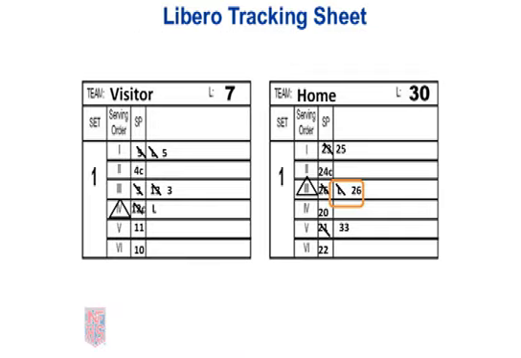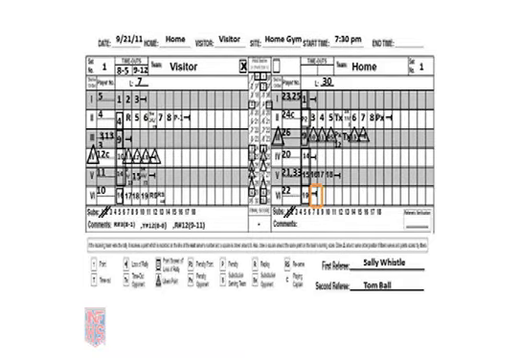The libero is rotating to the front row. Home number 26 returns to the set for the libero. L is slashed and 26 is written in by the libero tracker. Home number 22 serves and results in a loss of rally. Place the /T in the next service line box.